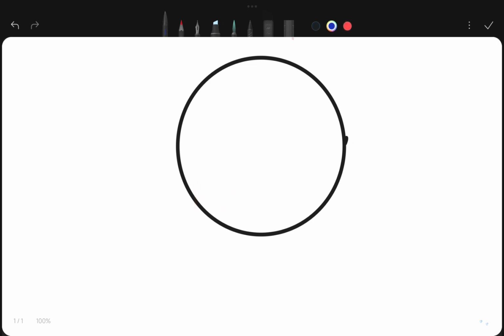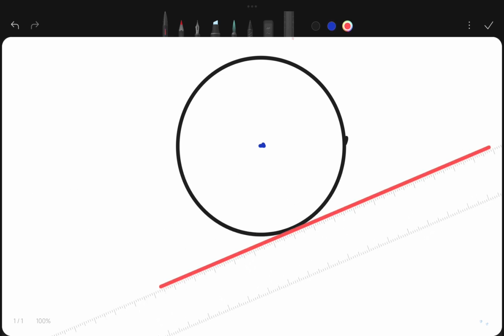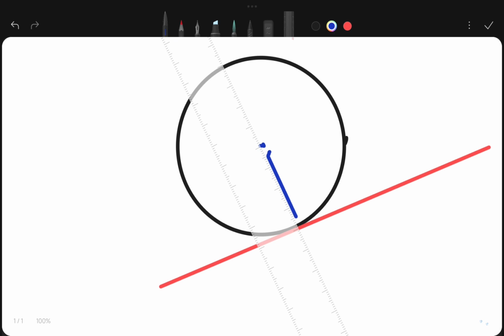Okay, so for the next one, again you have the center of the circle, and this theorem is regarding tangents. Let's say we have a tangent. Here's our tangent. From the point where the tangent touches the circumference of the circle, if we draw a straight line from that point to the center of the circle, like this, the angle that is going to be formed is going to be 90 degrees.